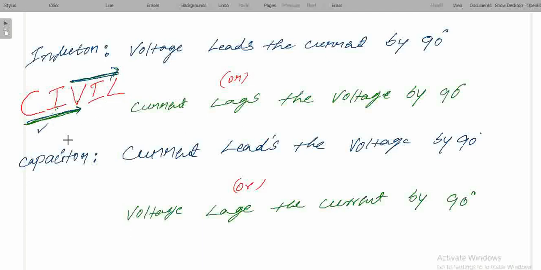So in the next class, we are going to see what is the impedance and admittance and some phasor diagrams related to the combination of resistor, inductor, capacitor in series and parallel.